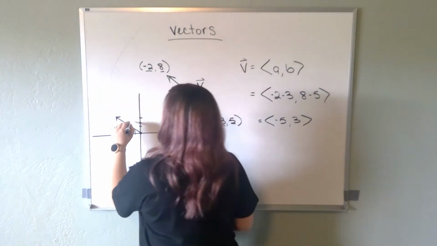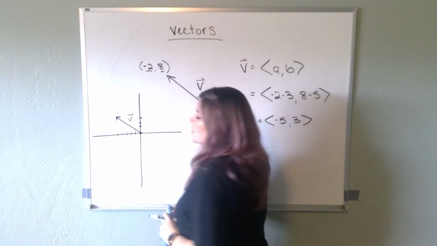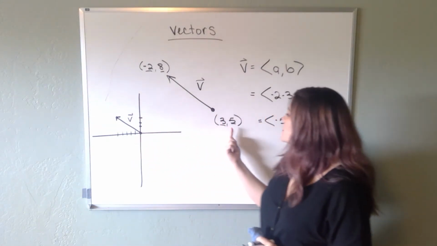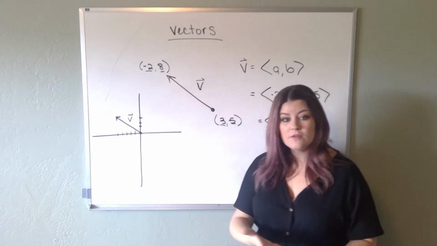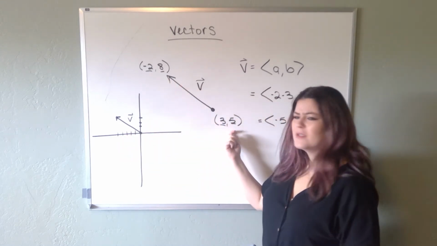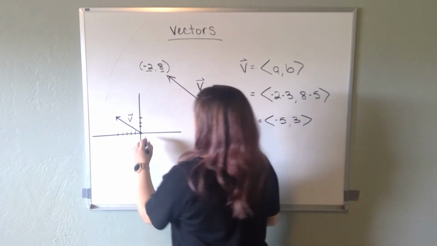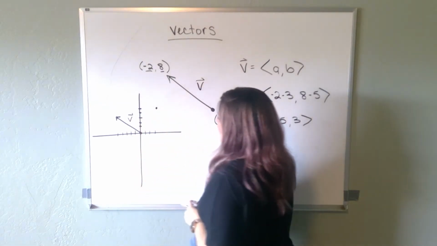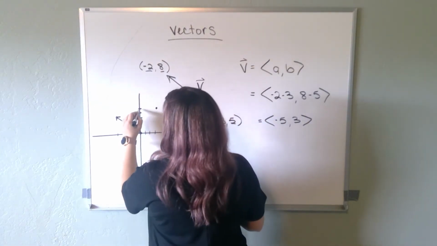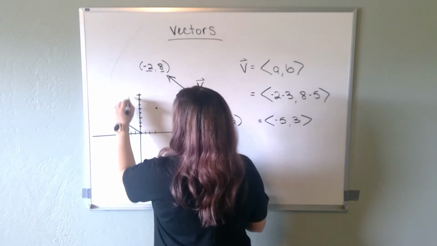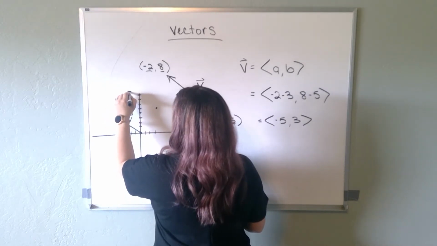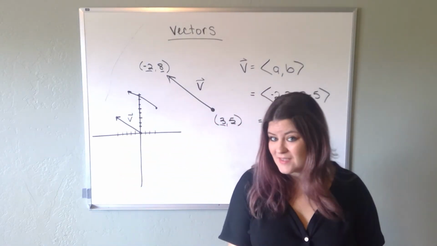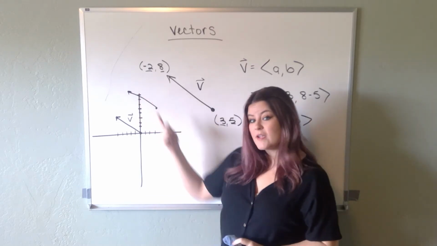This is the vector V, but what the component form does is it sticks it in the plane starting at the origin. Notice if I had graphed this in the plane, I totally could have because I had ordered pairs, but it wouldn't have started at the origin. It would have started up here at 3, 5 and ended here at -2, 8. I want you to see the similarities between these two vectors. They're exactly the same length and exactly the same direction.